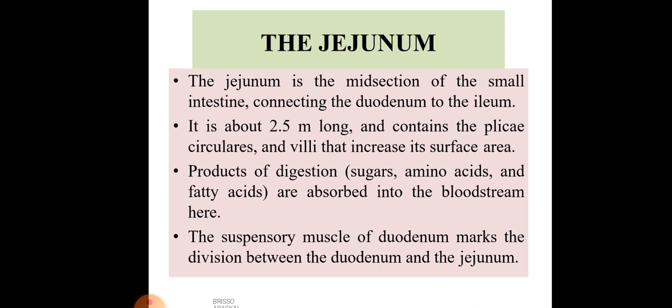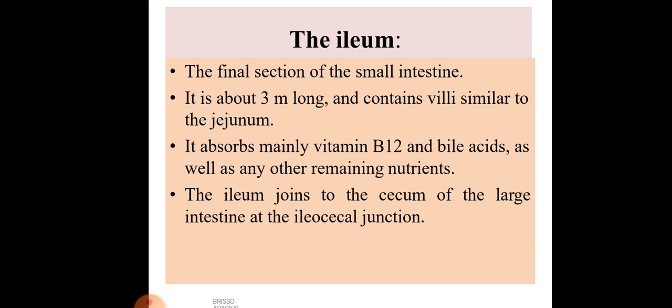Now we come to the jejunum. Jejunum is the midsection of the small intestine connecting the duodenum to the ileum. It is about 2.5 meters long and contains the plicae circulares and villi that increase its surface area. The products of digestion, that is the sugars, amino acids and fatty acids, are absorbed into the bloodstream here. The suspensory muscle of duodenum marks the division between the duodenum and jejunum.